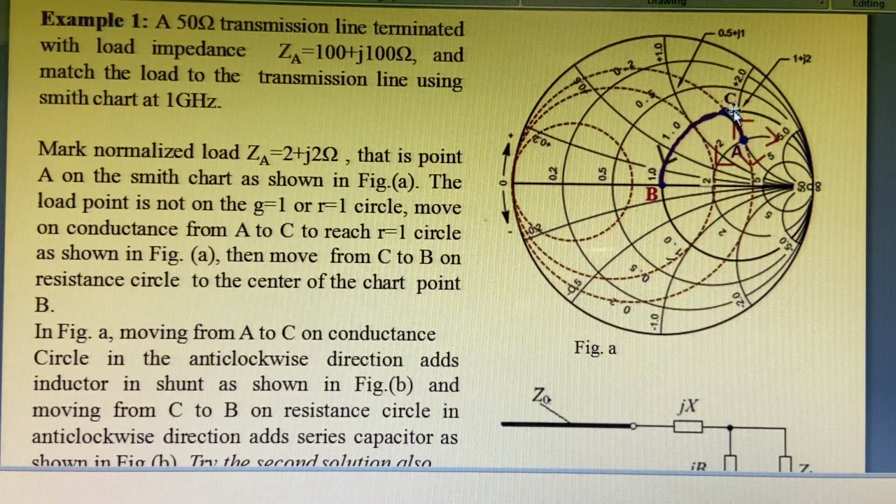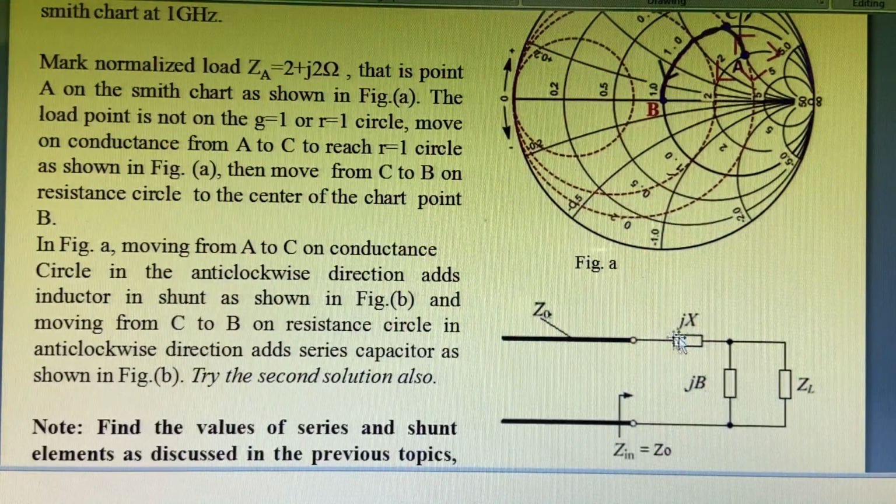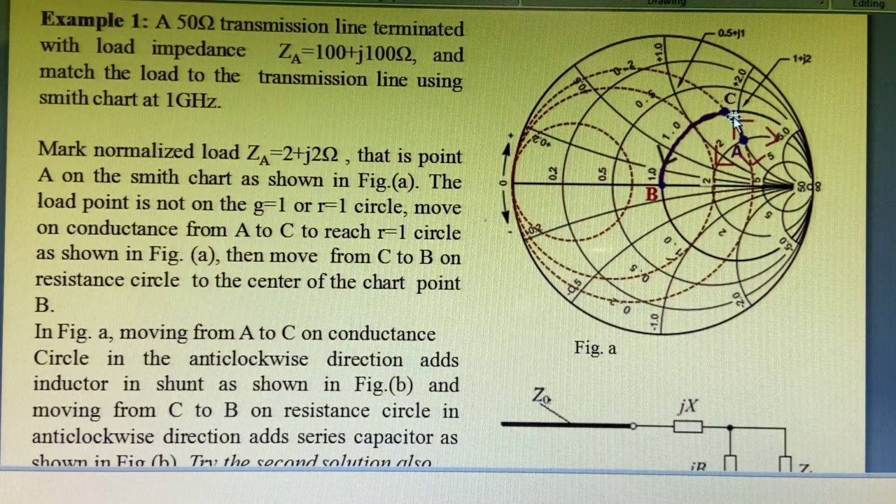Next, from C, that is now on the R equal to 1 circle, you can move to the center of the Smith chart, to the point B. So from C to B, we move on the resistance circle in the anti-clockwise direction to reach the point B. It adds a series capacitor. This element will be a capacitor. So like that, moving A to C, then C to B, we needed two elements. That gives the impedance matching. For this example, we can do it that way.